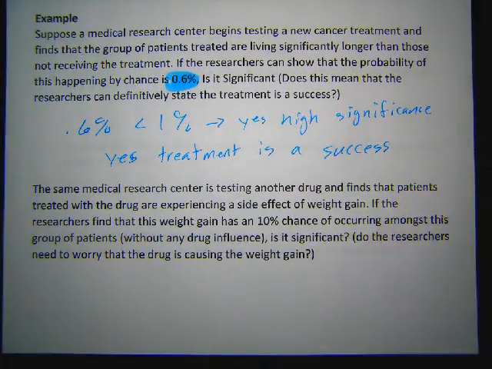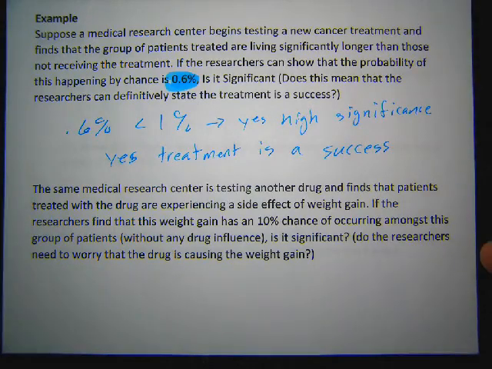Let's try one. Same medical research center is testing another drug and finds that patients treated with the drug experience an effect of weight gain. They're looking at side effects now, because that's a big thing. When you develop a new drug, you have to worry about what side effects it has. So this one looks like it's making people gain weight.